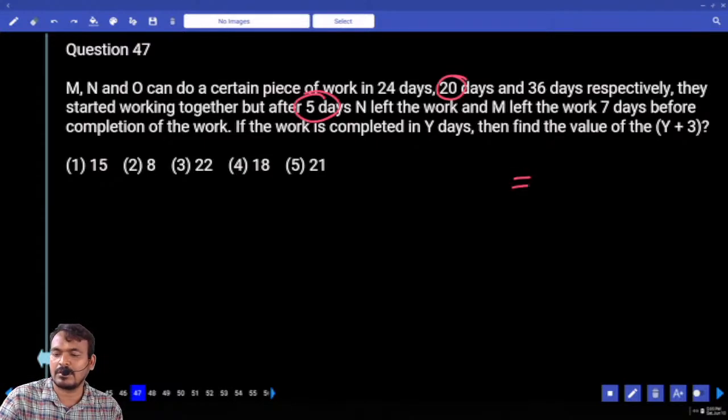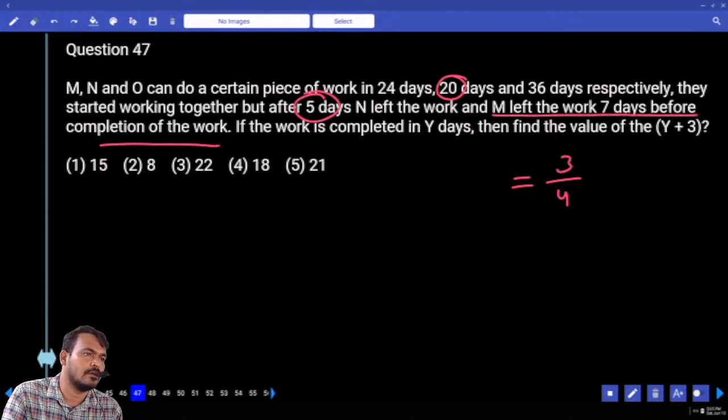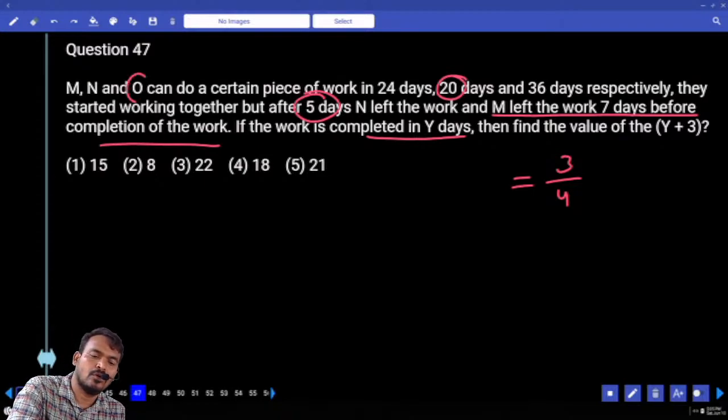What is the remaining work? 3 by 4. The 3/4 is completed by M and O or not? Yes or no? M is working for all the days. M left the work 7 days before the completion of the work or not? Suppose total work is completed, Y days are given. Total work is completed Y days means that Y days which one are working? O is working or not? Compared to O, M how many days are less working? 7 days less working or not?